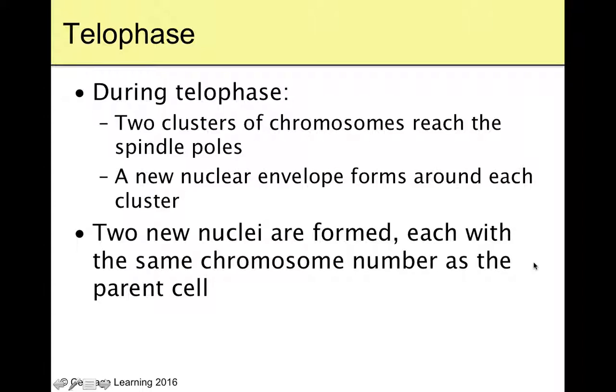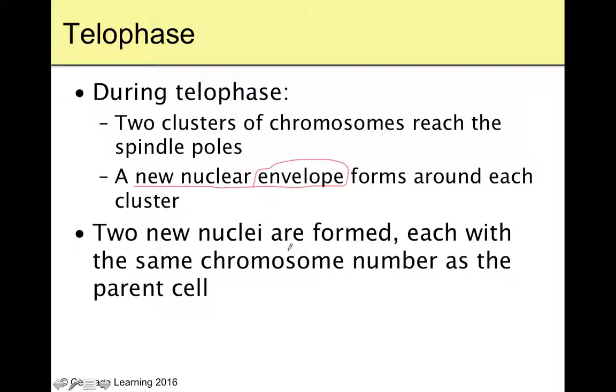So that takes us to telophase. Telophase, some folks say telophase, pick your favorite. Two clusters of chromosomes reach our spindle poles, and we are going to go ahead and make that nuclear envelope. We took it away in prophase. We'll bring it back in telophase around each new cluster of nuclear material.